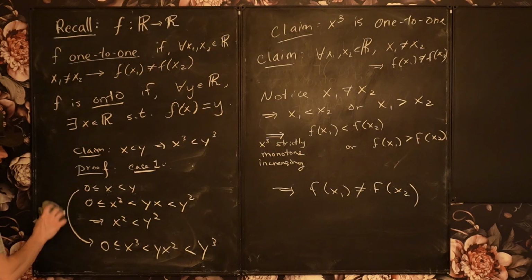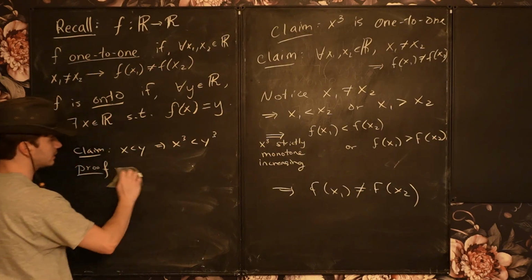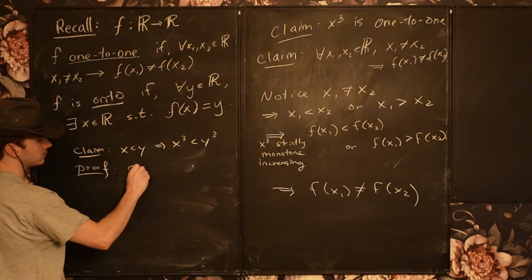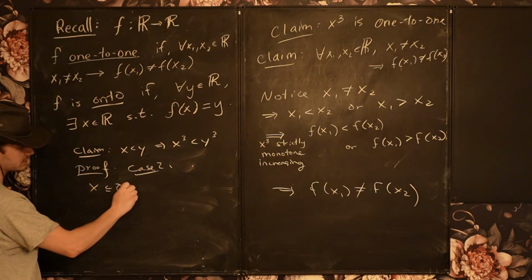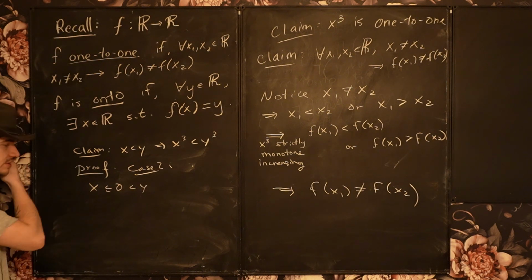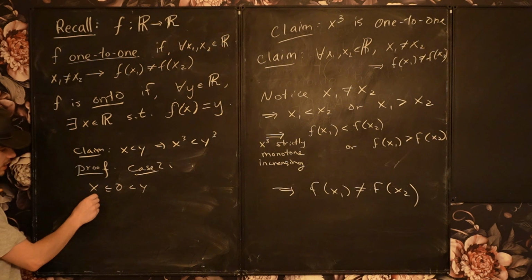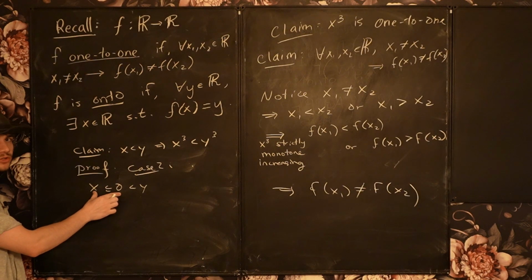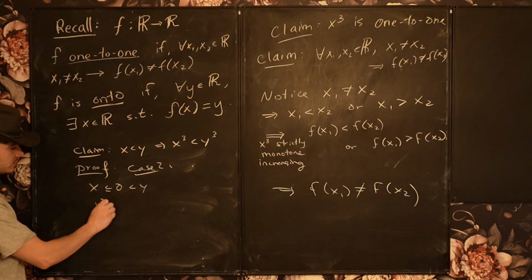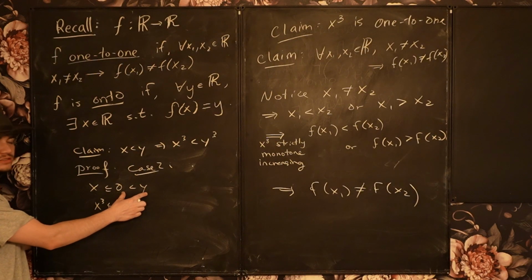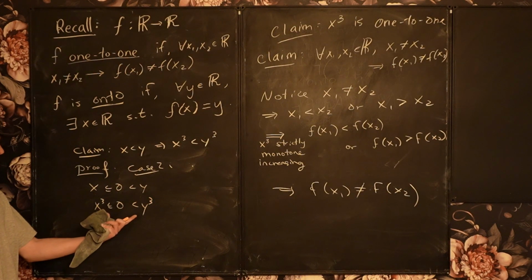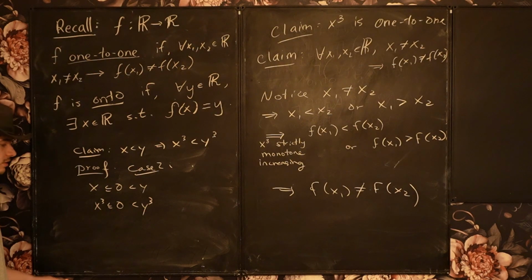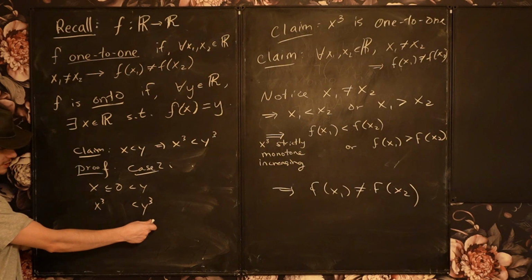Okay, so that's case 1. Then case 2, we had x less than or equal to 0 less than y. This one is easier because I can just argue that x squared is positive, so I can multiply this inequality by x squared, and x cubed is less than or equal to 0. And then y is positive, multiply this inequality by y squared, and I get this is y cubed, like so. And so I still get x cubed is less than y cubed. There's my inequality that I want.